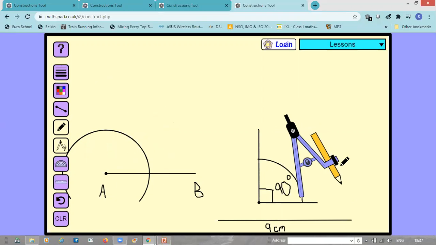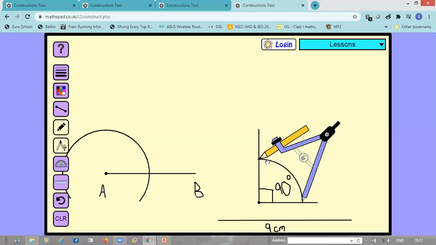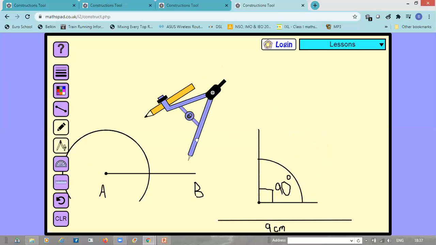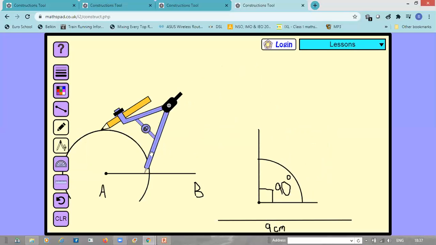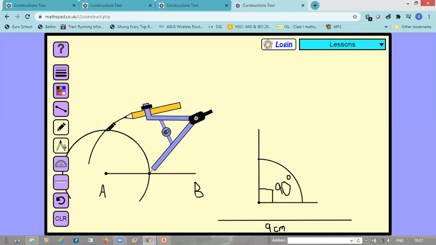Now bring back your compass to the side angle and bring it to the point where the arc is cutting the base of your angle, and take the radius of the compass as the length between this point and this point. Now lock your compass and bring the compass to the point where the arc is cutting the line AP, which is this. Now make an arc again, just like this. Now you can see we have a point of intersection. Now take your ruler and make a line.